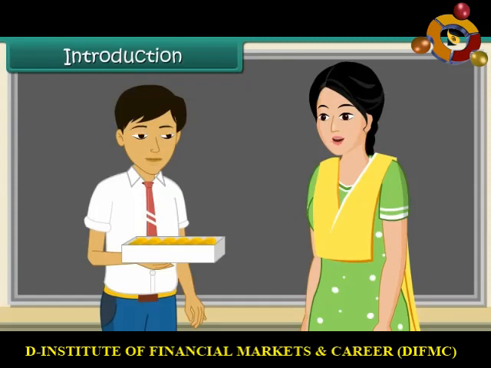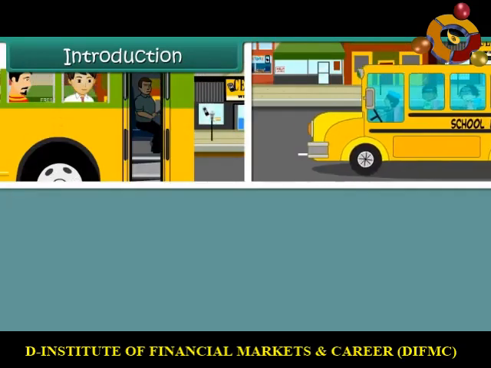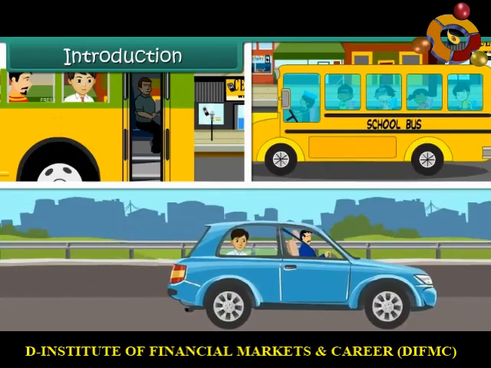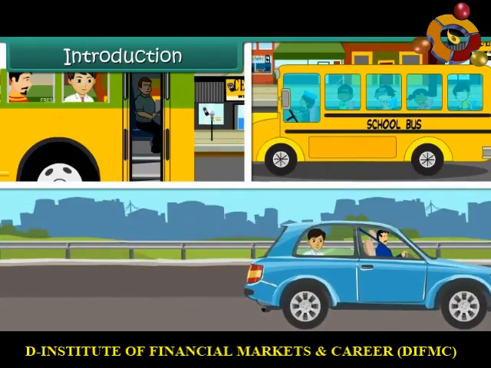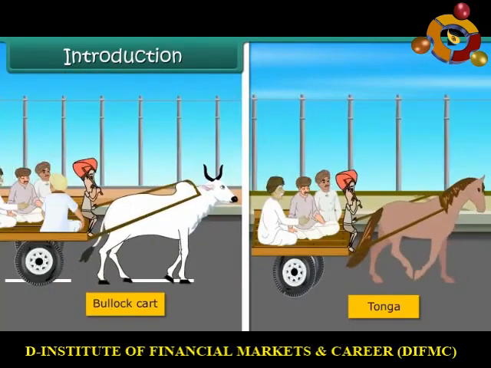We all travel every day to come to school. Some of us come by bus, some by the school bus, and some by their own cars. But have you thought about what was used by people earlier to travel from one place to another? Bullock carts and tongas. Good.